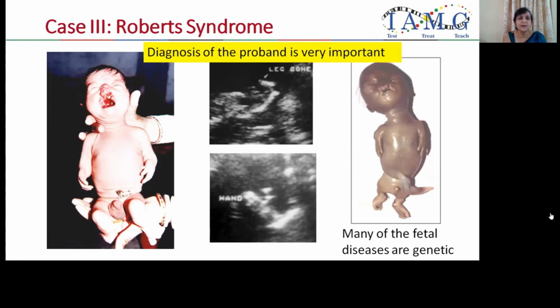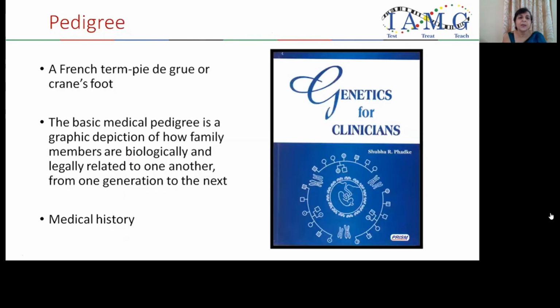And based on this diagnosis of Roberts syndrome, during the next pregnancy, ultrasonography could show long leg bones as well as oligodactyly, and a better and definite prenatal diagnosis could be provided in early pregnancy.